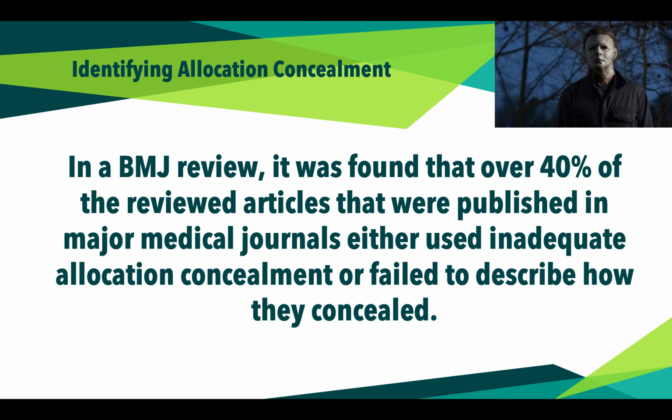In a BMJ review, it was found that over 40% of the reviewed articles published in major medical journals either used inadequate allocation concealment or failed to describe how they concealed. That is a huge number of studies in many reputable journals that may be presenting results potentially skewed by poor allocation concealment. Safeguarding the randomization sequence before and until allocation can always be implemented.